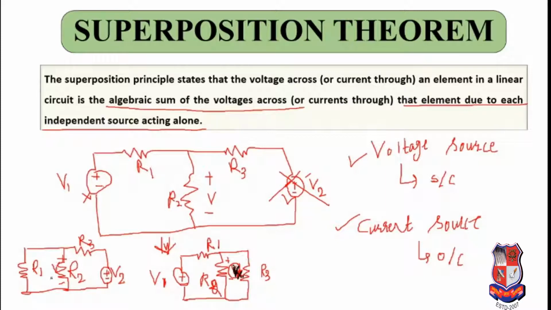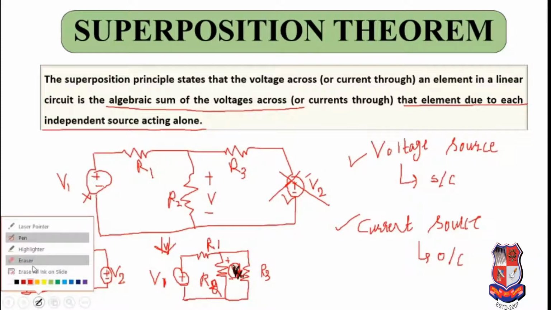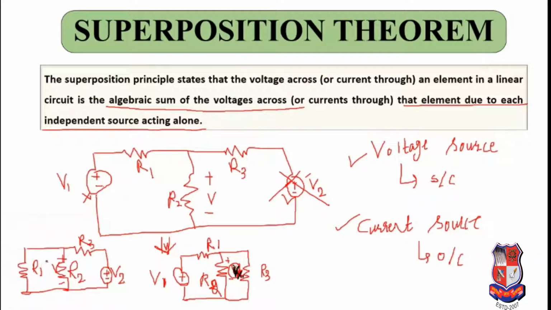resistance V, and we will name this as Vy. So now finally when we find the voltage V, it will be the algebraic sum of the individual answers obtained due to each independent source. Okay, so V is equal to Vx plus Vy.